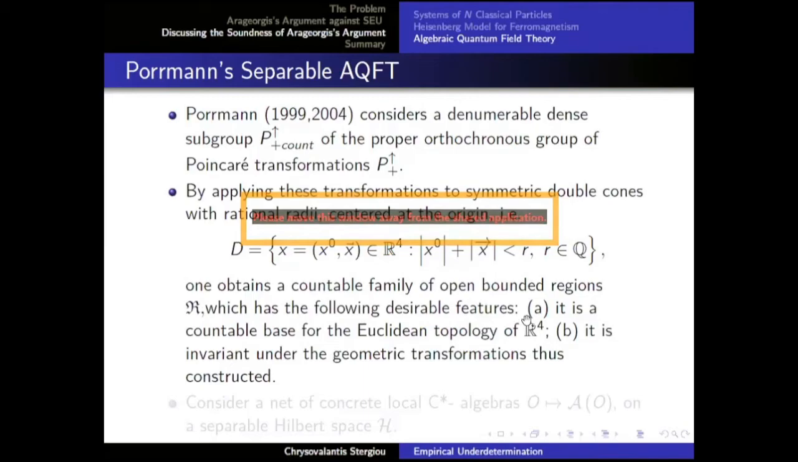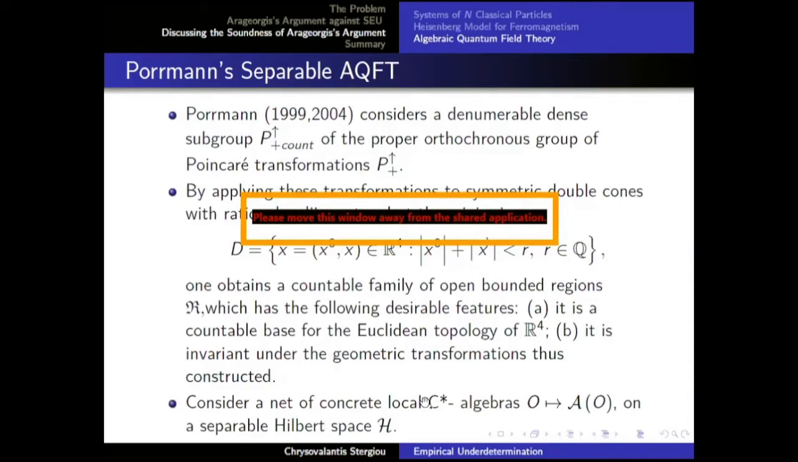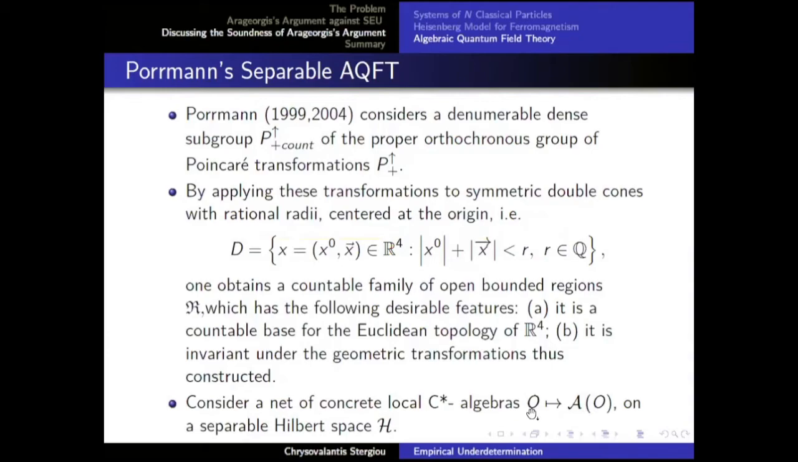desirable features. It is a countable base for the Euclidean topology of R4, and it is invariant under the geometric transformations as constructed. I mean, the geometric transformations I'm referring to are those of the countable subgroup. Now, then he started with a net of algebras indexed by finite regions of Minkowski spacetime.